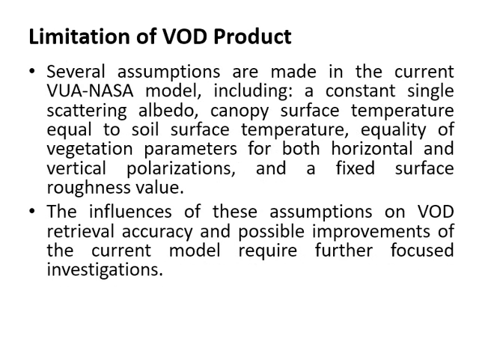Nevertheless, this VOD product has its limitations. Several assumptions are made in the current UVA NASA model, including a constant single scattering albedo, canopy surface temperature equal to soil surface temperature, equality of vegetation parameters for both horizontal and vertical polarizations, and a fixed surface roughness value. The influences of these assumptions on VOD retrieval accuracy and possible improvement of the current model require further focused investigation.